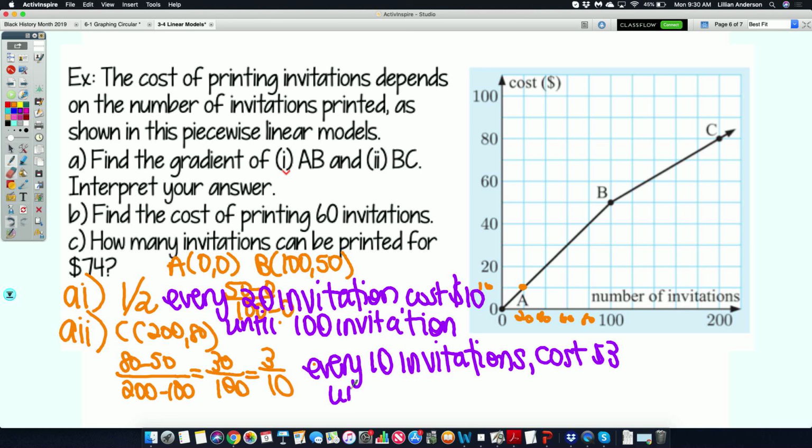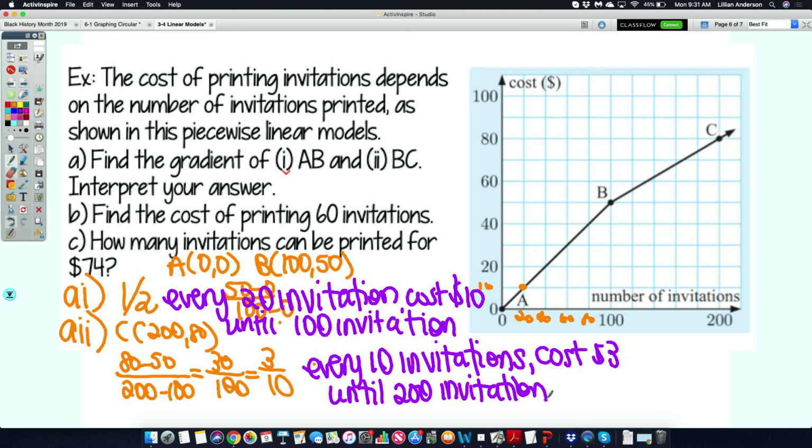Until when? 200. Because after that, we don't know what's happening. We know it's still continuing to go up. We don't know if it continues at 3/10 or if it continues at something completely different. So, careful on finding your slope because your interpretation is going to be based off of that. And that usually makes sense. A lot of these companies, they'll give you a flat rate for a certain amount and then they'll start to charge less the more you get.